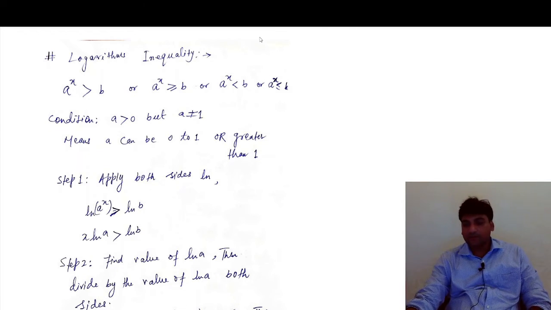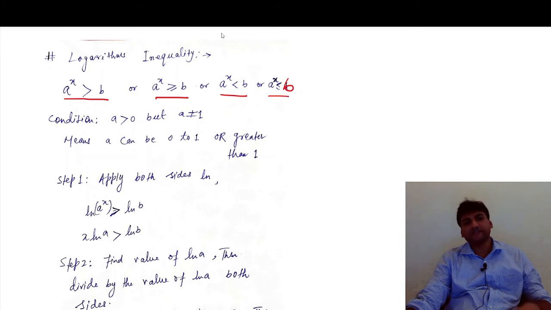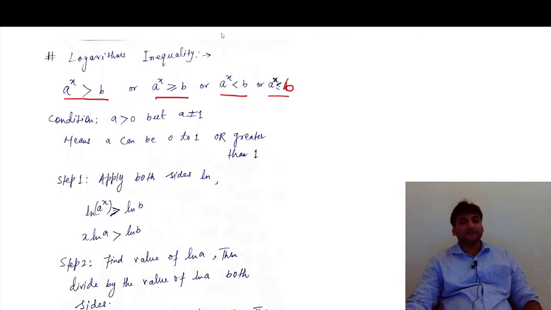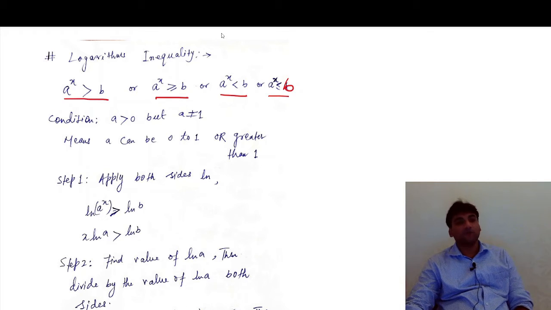So I have considered a to the power x greater than b, or a to the power x greater than equals b, or a to the power x less than b, or a to the power x less than equal to b, right? So these four cases we will have. Now it depends. When we take ln both sides, sometimes the inequality sign will change and sometimes the inequality sign won't change. So here I have given you a condition.